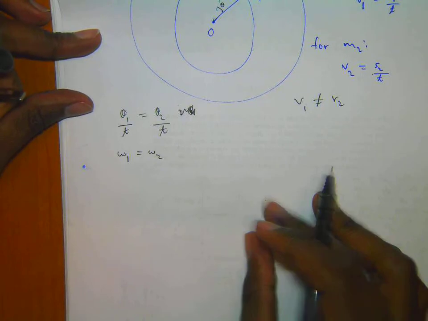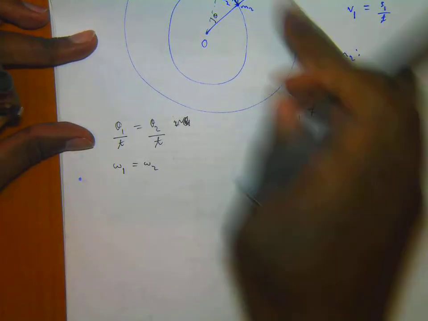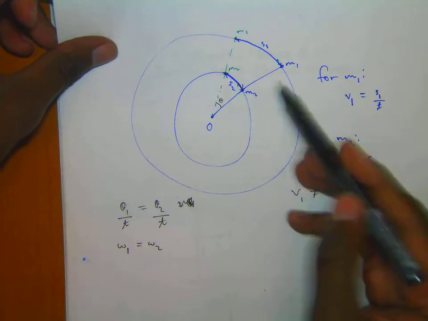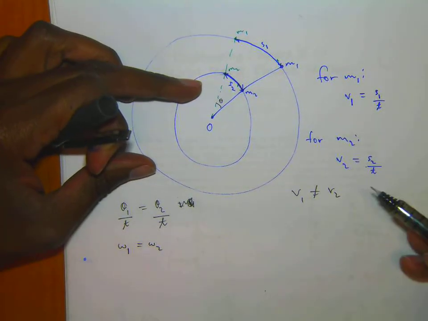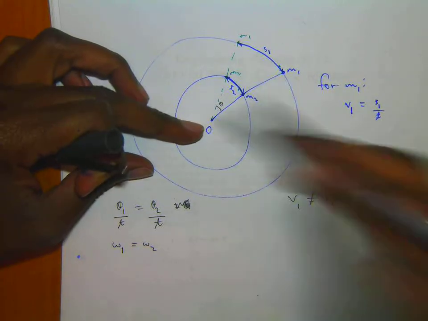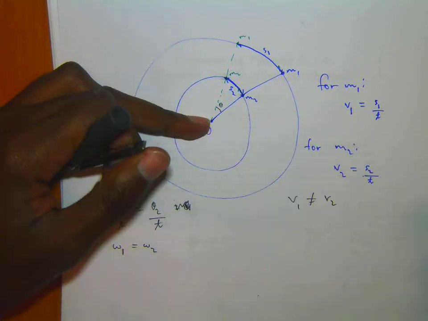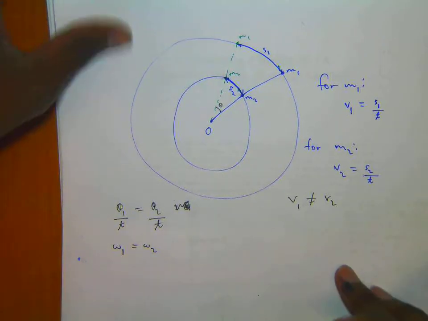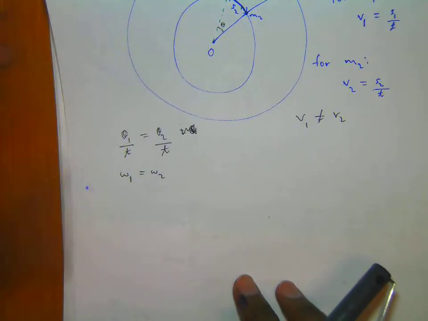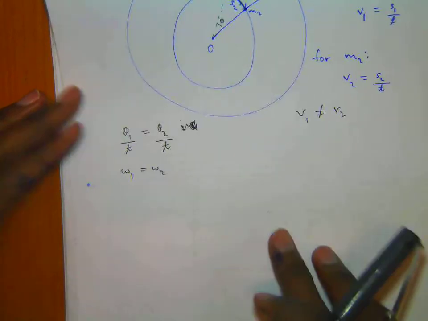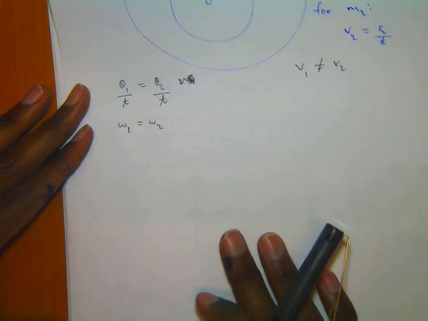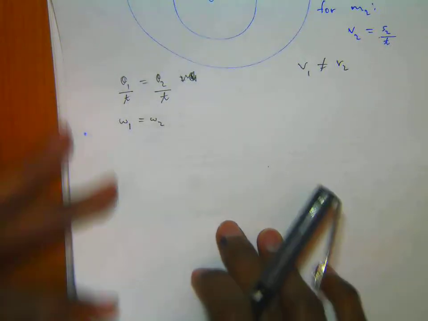So if you have two bodies moving collinearly, as given in that diagram, the linear speeds are not the same, okay? But the angular speeds are the same because they have to cover the same angle. Is that part okay? Okay, good. So the angular speeds are the same, but how do you calculate the angular speed?